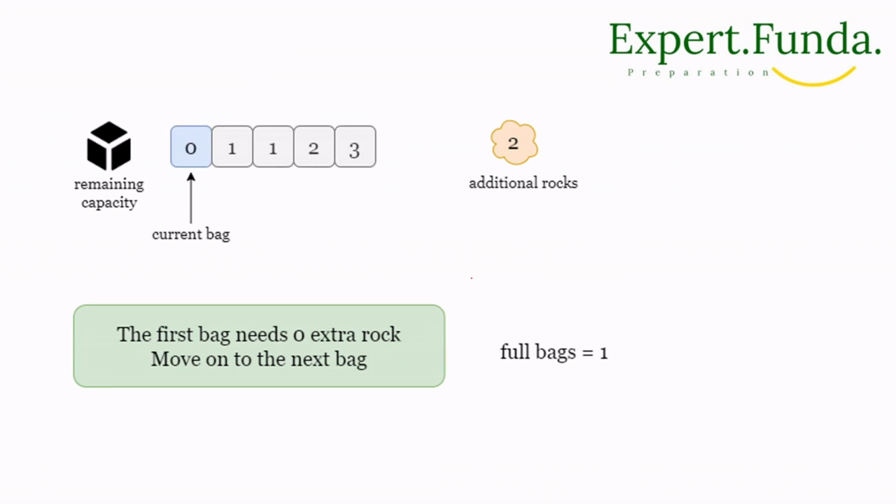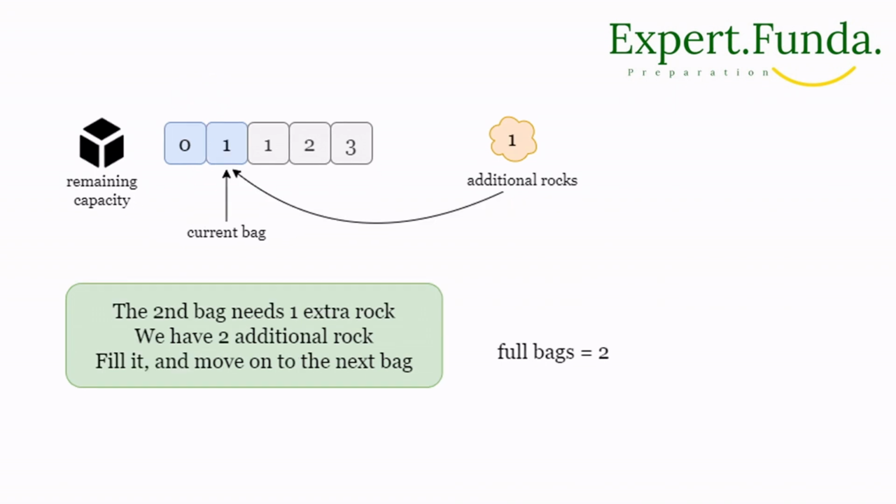So what we will see is the current bag, the first bag, needs 0 extra rocks, so we cannot fill here because it is 0. So we have to move to the next one. That's why we can say full bags is 1. Now the second bag needs 1 extra rock, because we have 2 additional rocks, and then we have to move to the next.